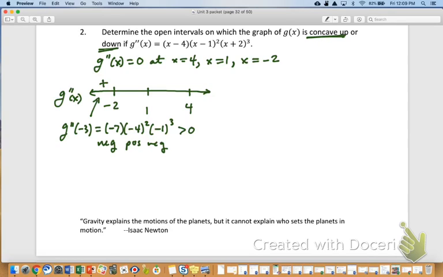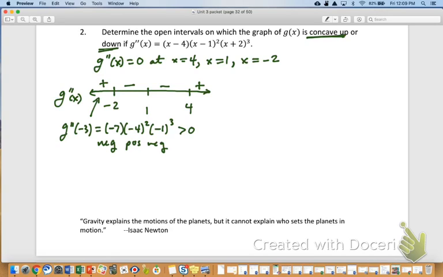-2 is generated by a factor that has odd multiplicity, so we will get a sign change here. X equals 1 is generated by a factor that has even multiplicity, so no sign change. And then x equals 4 has odd multiplicity, so we will get a sign change there.